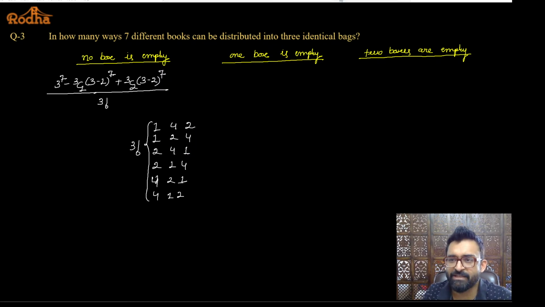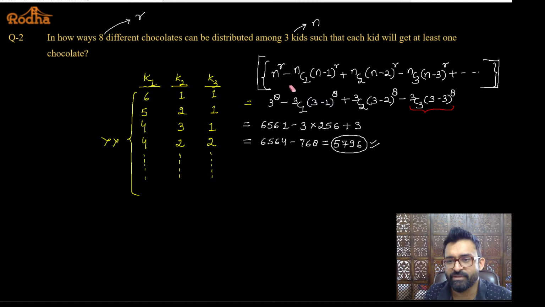It's a formula we just discussed here. This is the formula we are using: n raised to power r, minus nC1 (n minus 1) raised to the power r, plus nC2 (n minus 2) raised to the power r. I would have explained in class where the formula came from, but as of now, you will have to learn this formula. If I explain it here, the whole class will go into explaining this formula alone.